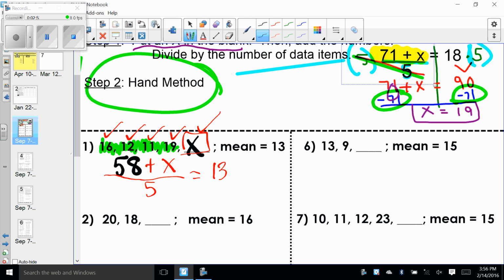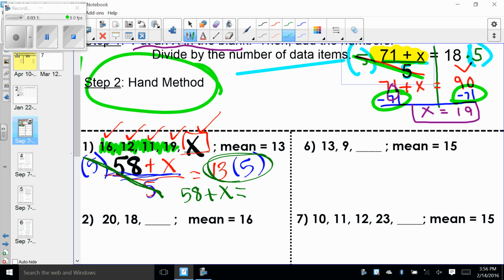To find the value of X, we're going to get rid of this division by 5. So to get rid of divide by 5, we're going to multiply nice and high, copy, paste. So those 5's cancel, and we're left with 58 plus X in the numerator on the left-hand side. And we have this 13 times 5 over on the right-hand side. When we multiply that out, 13 times 5, we get 65. Go ahead and type that in. 13 times 5, make sure you're getting 65.